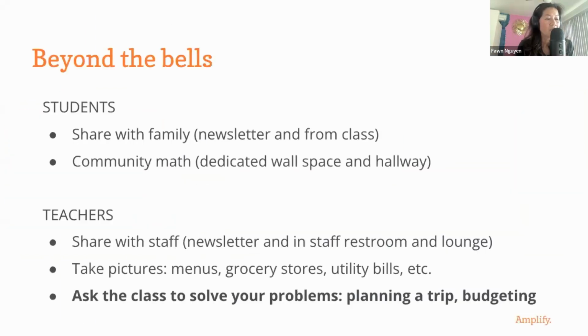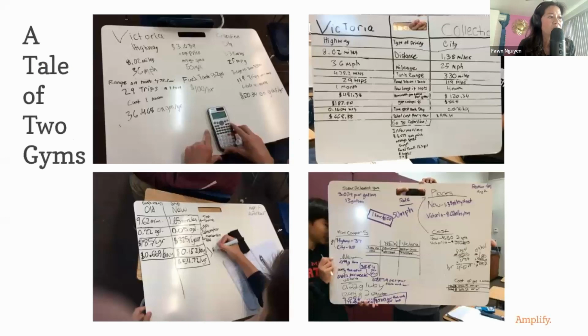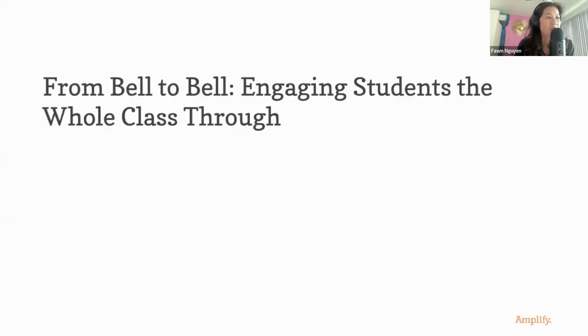All right, and then ask the class to solve your problems, like planning a trip or budgeting. Put them to work, for crying out loud. You work so hard already, make your kids work. And this is modeling. This is modeling at its best, right? And yeah, I was deciding on which gym to go to, 24 Hour Fitness. Kids went to work.